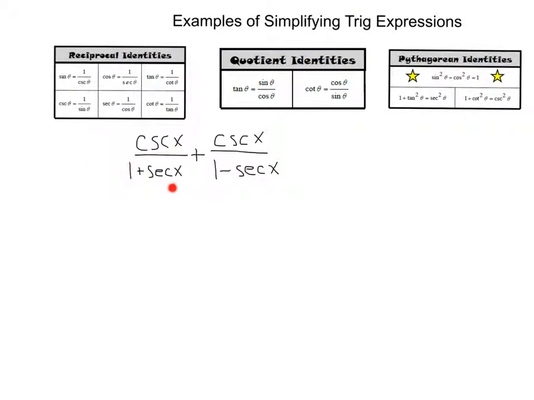Let's do another. Cosecant x over 1 plus secant x plus cosecant x over 1 minus secant x. Here I'd start by definitely combining these fractions, which means I need to get common denominators. My common denominator is going to be 1 plus secant x and 1 minus secant x. The left side here is missing the 1 minus secant x, so that's what I'm going to multiply to the top and bottom. And the right side has a denominator of 1 minus secant x. That's missing 1 plus secant x, so I'm going to multiply 1 plus secant x to the top and bottom.